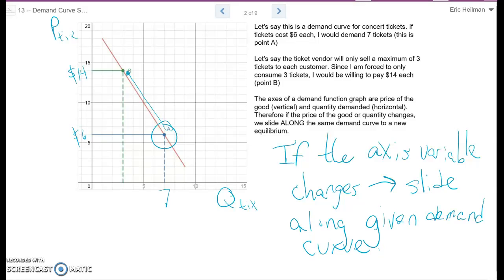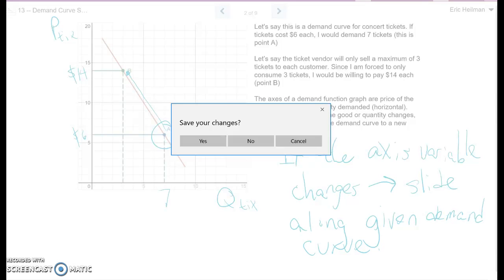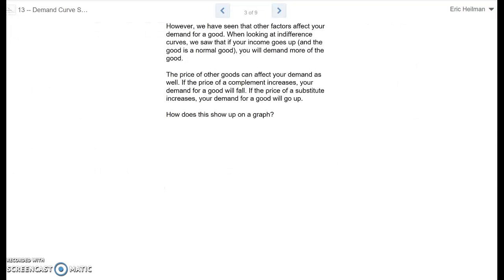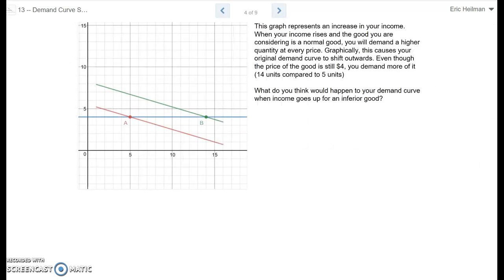Okay, so what happens if something that is not one of the axis variables changes? The suspense is killing me. Okay, so specifically, we have been saying all along that things like your income affect how much of a good you will demand. Also, things like the price of other related goods, potentially substitutes or complements. If those prices change, it could change how much of this good you demand. So how does that show up on a graph?